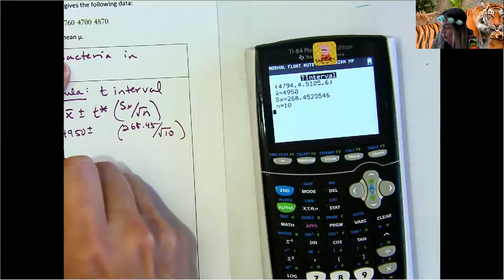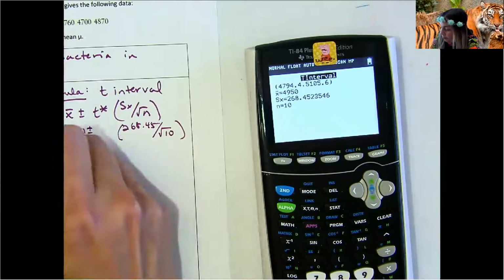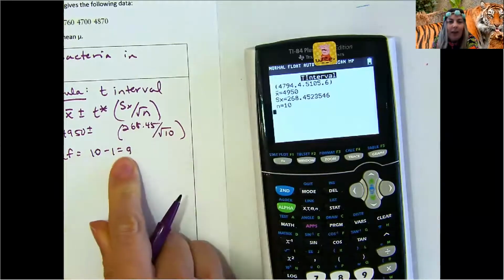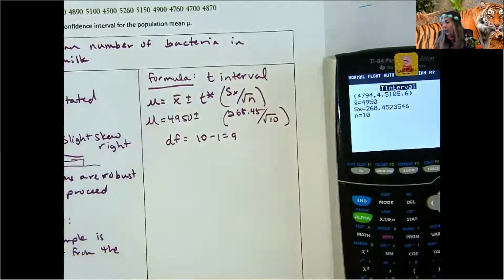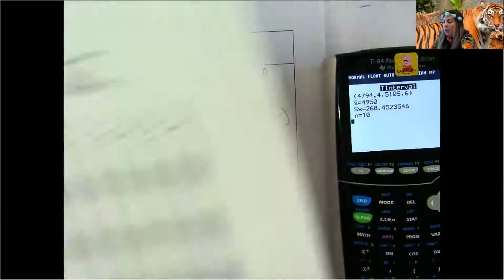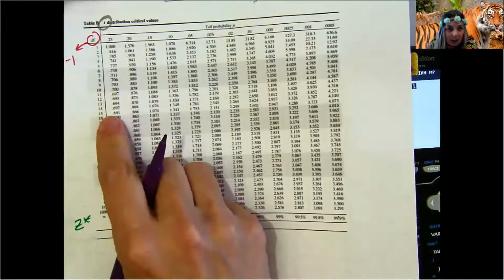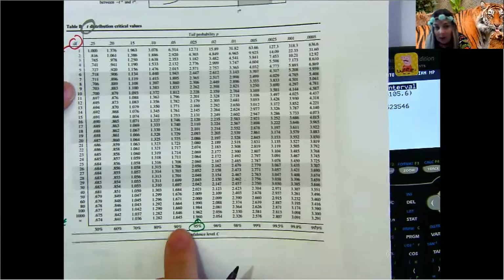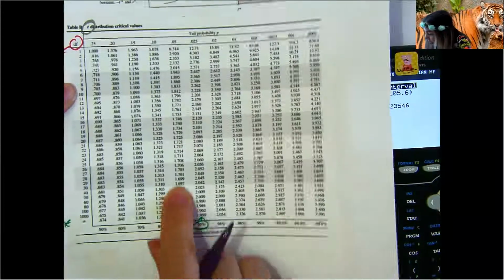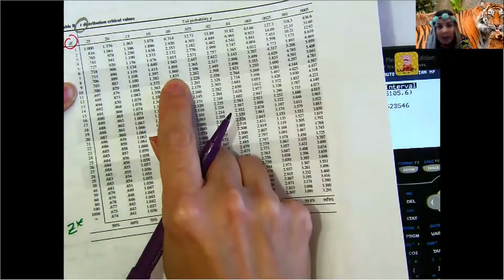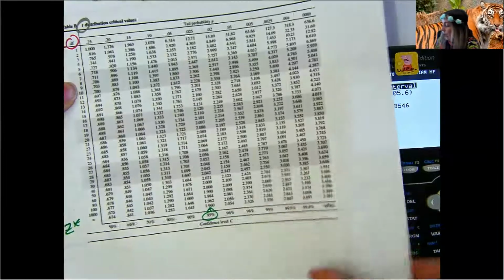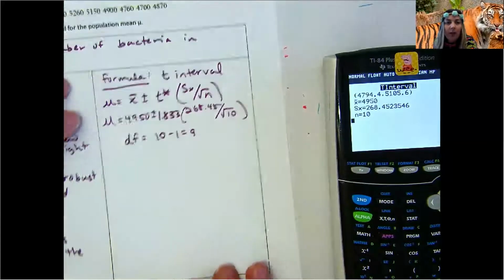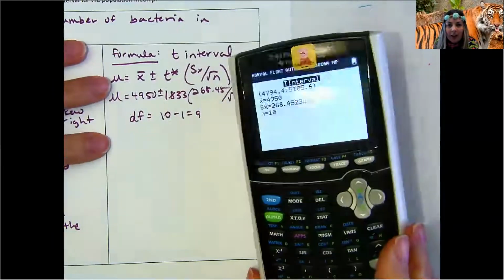All right, so our degrees of freedom is 10 minus 1, 9. So we have to go to the 9th T curve. Okay, so the 9th T curve, and we want 90% confidence. So down at the bottom, 90%. That meets up at 1.833. So 1.833 is our T star.